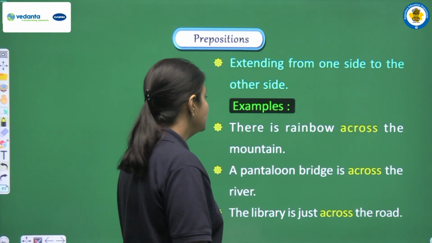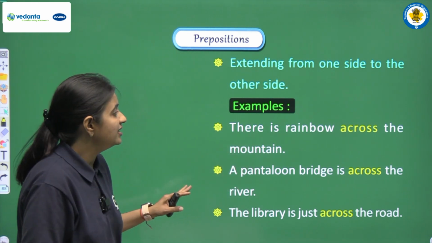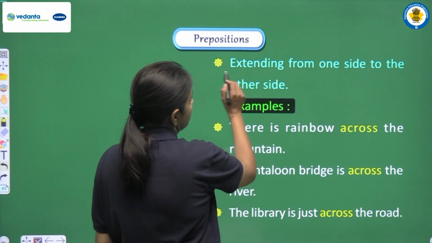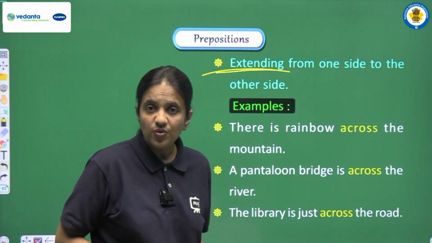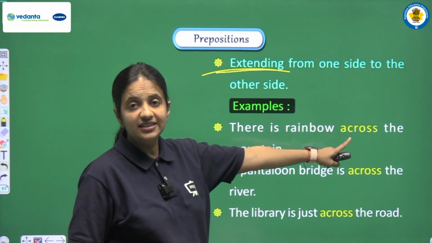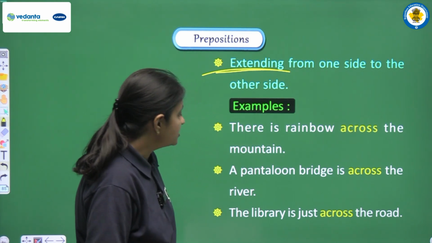Let's see the examples. There is a rainbow across the mountain. So when we have this kind of meaning, that something is extending from one side to the other side, then also we can use across, like we have here in this example. Next is, a pantaloon bridges across the river.